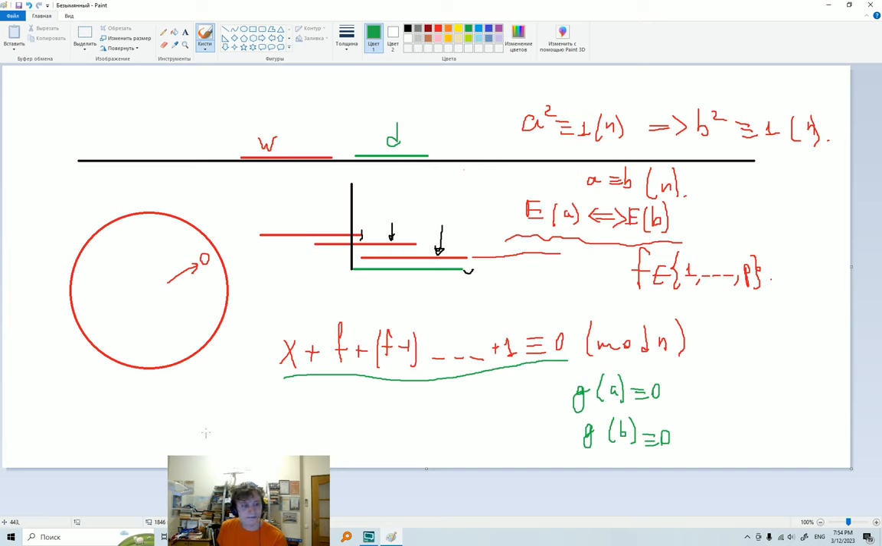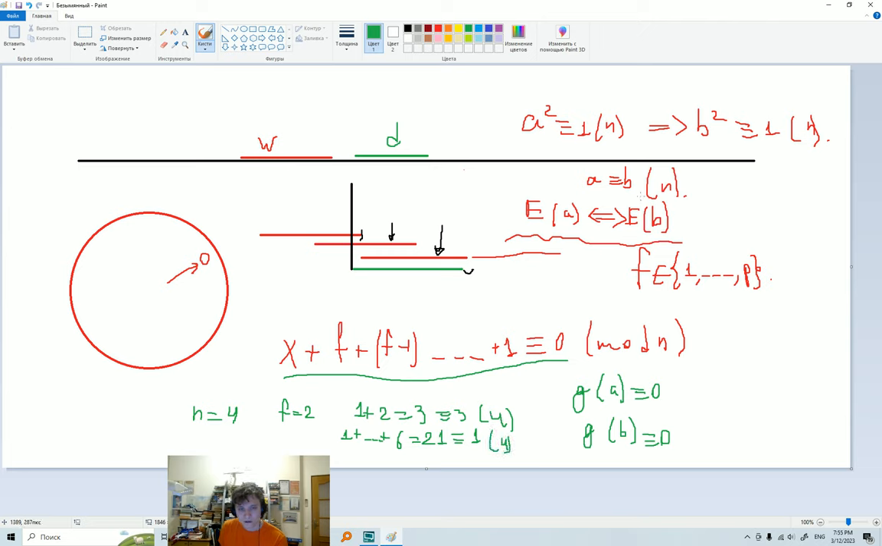For example, let's take n equals 4. And I take f equals 2. Then 1 plus 2 equals 3, which is 3 modulo 4. But let's then take f equals 6. So I take numbers from 1 to 6. Then their sum is 21. And this is equivalent to 1 modulo 4.